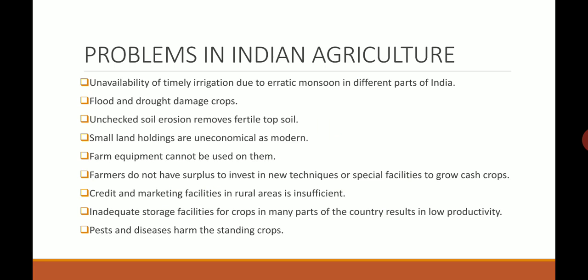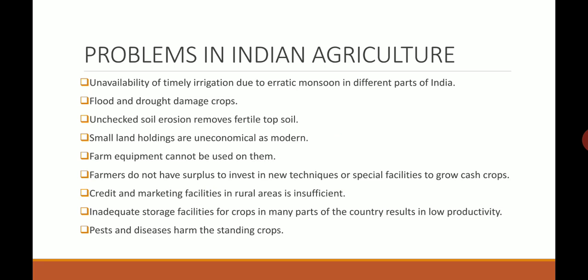Unavailability of timely irrigation due to erratic monsoon in different parts of India. It means that proper irrigation or watering facility to the agriculture field is very uneven because of uneven monsoon rains in different parts of India. Second, flood and drought damage the crop. Unchecked soil erosion removes the fertile topsoil, which is very beneficial for agriculture.